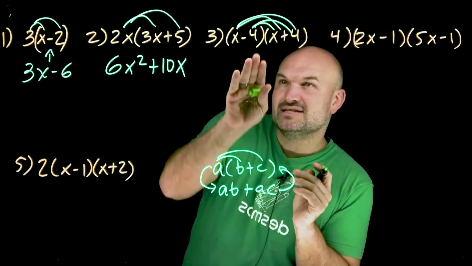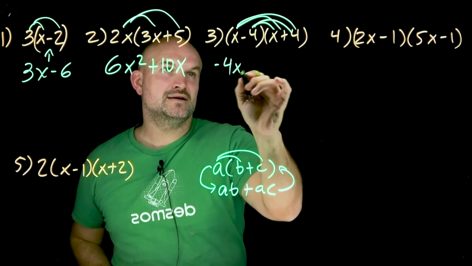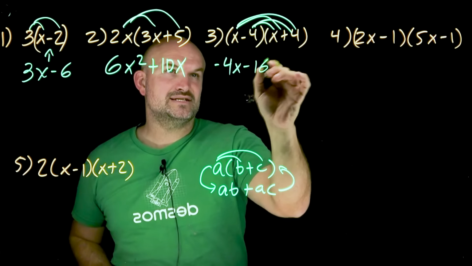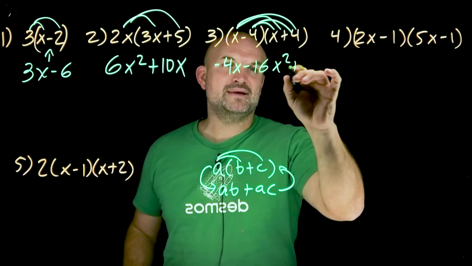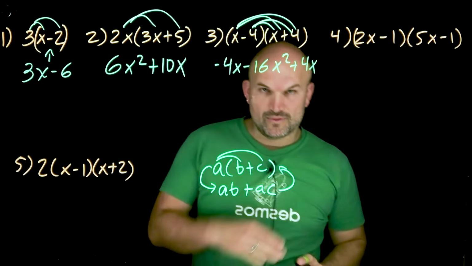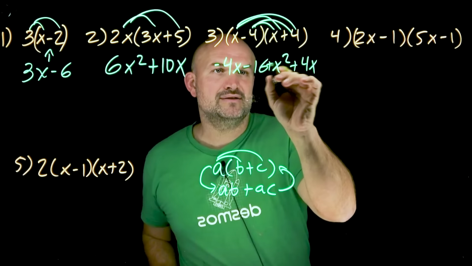It's the exact same numbers, except one's negative and one is positive. So negative 4 times x is a negative 4x. Negative 4 times 4 is going to be a negative 16. x times x is going to be x squared. And x times 4 is going to be a positive 4x. So the one thing I want you to recognize here is when I go ahead and simplify this, oops, sorry, that's a plus x squared.